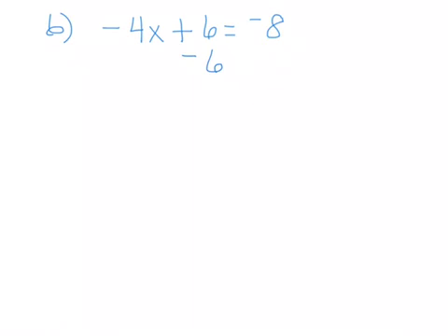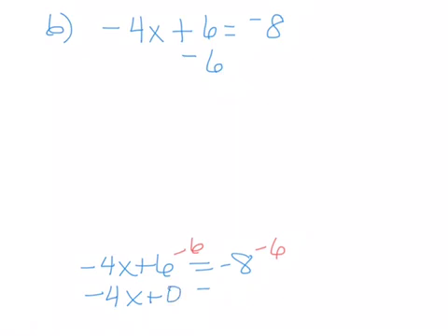If you wanted to, you could think of this, some people write it like this. Okay, so there's my original equation. I want to subtract 6 from both sides. So some people will do this. So adding like terms on the left, I don't have anything to add with the negative 4x. I would bring down negative 4x. The 6 minus 6 is 0. So that would be plus 0 equals negative 8 minus 6.